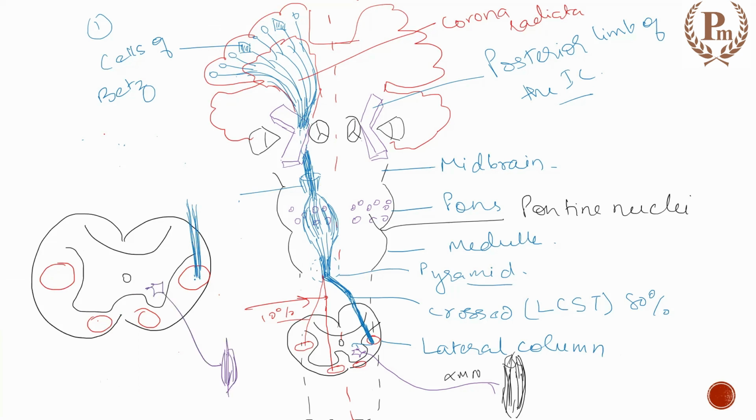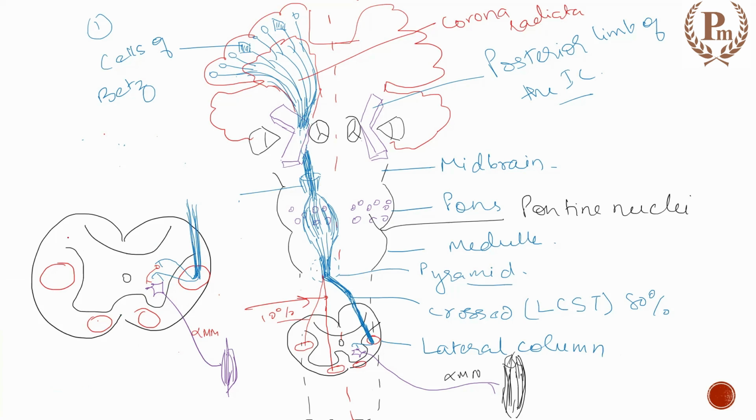The fibers which have arisen from the cells of Betz directly go and synapse onto the alpha motor neuron. Whereas the rest of the fibers, what are they going to do? They are going to innervate an interneuron, and this interneuron, or internuncial cell, in turn is going to synapse with my motor neuron. So this is how my lateral fibers ultimately come down to my final common pathway.